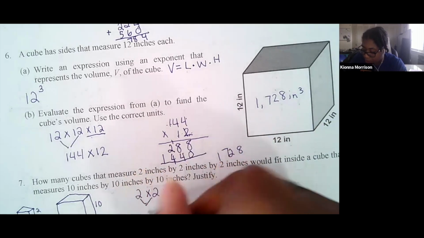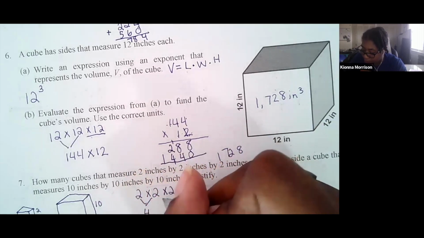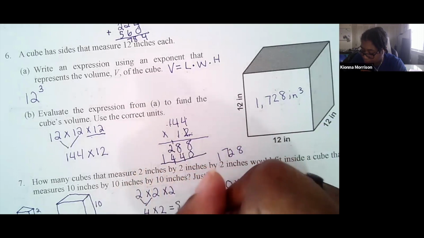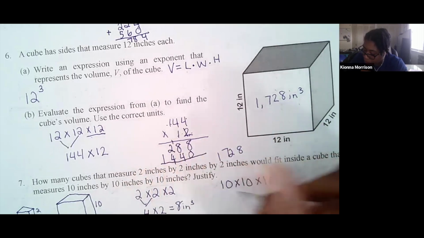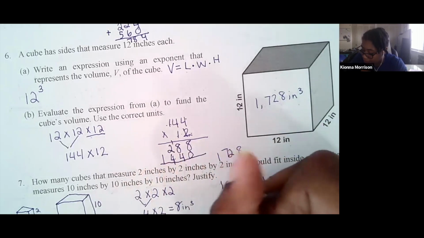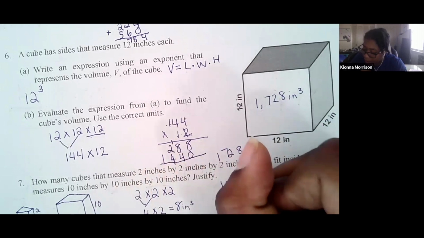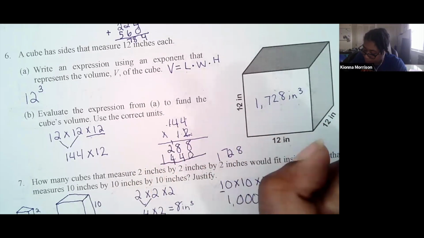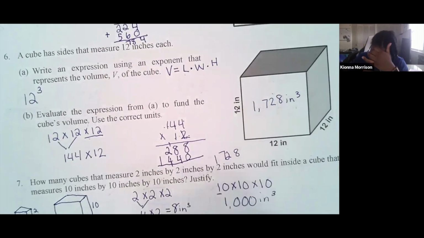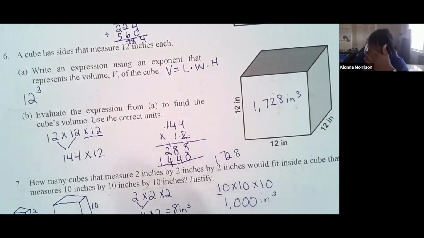I know 2 times 2 is 4. 4 times 2 is 8 inches cubed. I know 10 times 10 times 10. I can take my 1 and add my placeholders. 1, 2, 3. 1, 2, 3 inches cubed. So now I want to know if the volume of this cube is 8 and the volume of this cube is 1,000, how many 8 inches cubed can fit inside of 1,000 inches cubed?